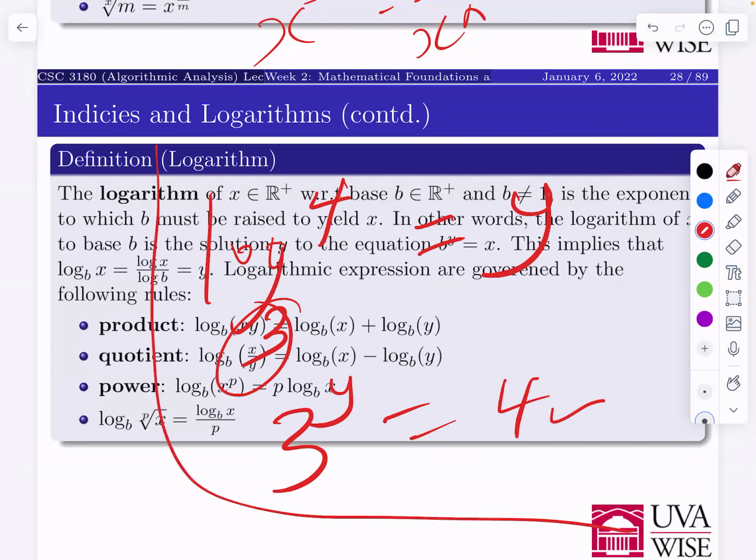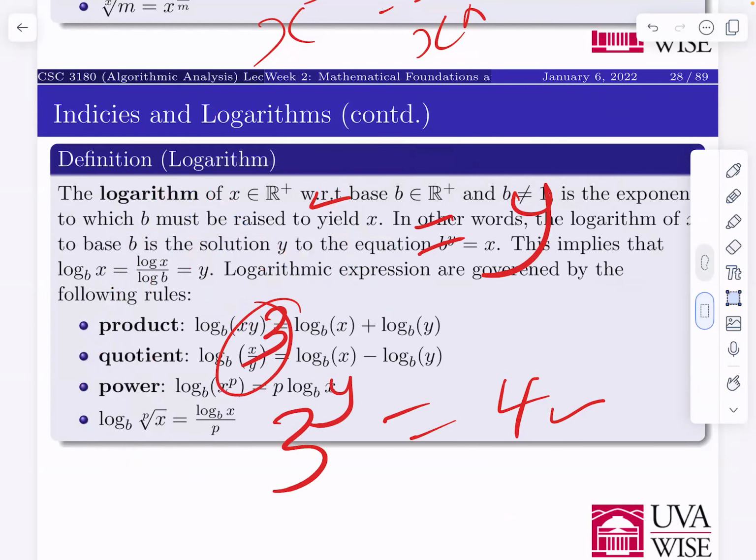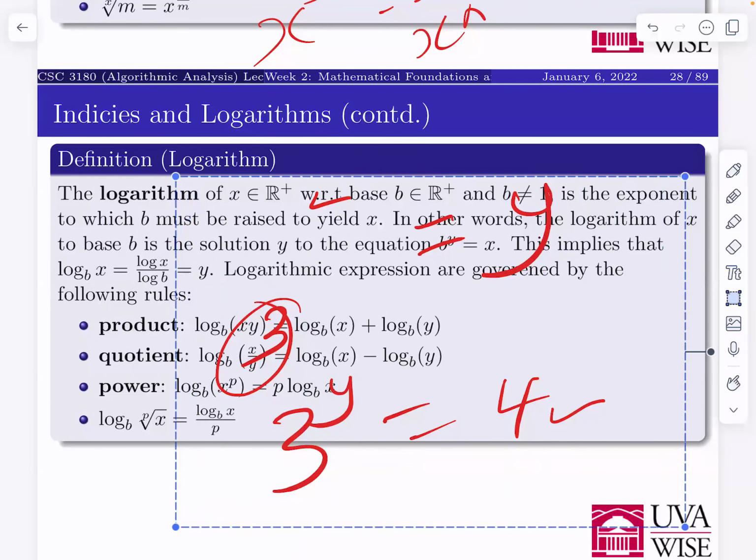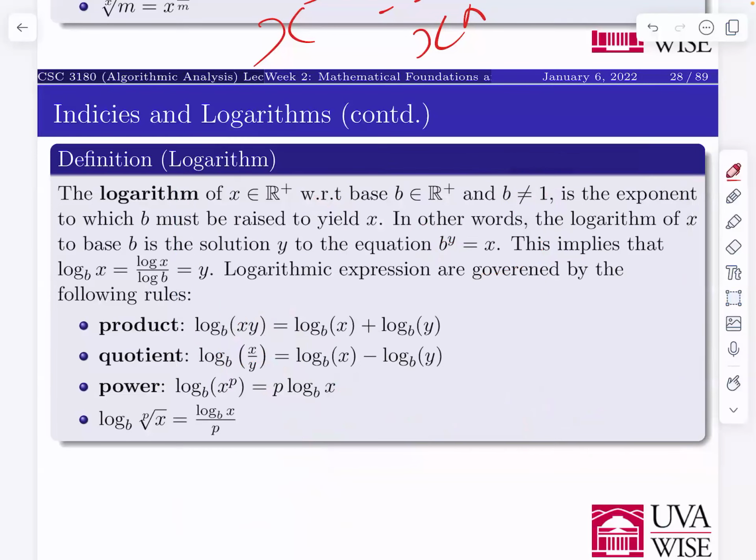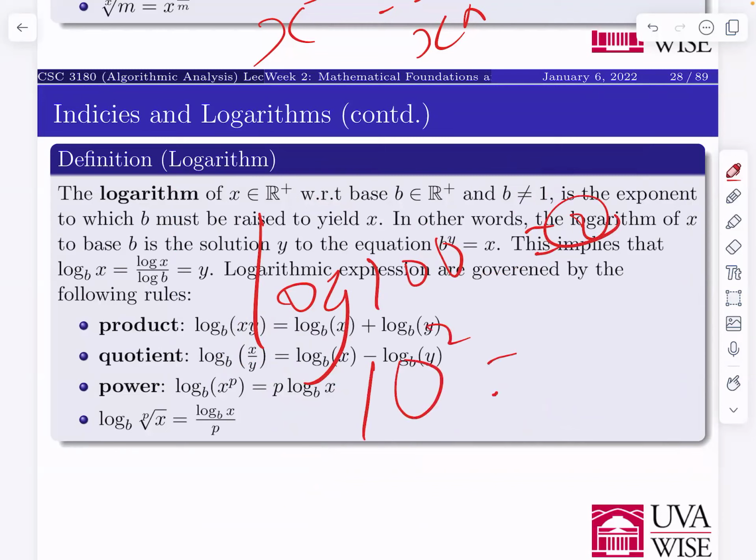Now, why do we need logarithm expression? A logarithm expression is a way to scale down a number when you're representing it. Okay? For instance, log of 100 equals 2. Because if I raise 10 to the power 2, I get 100.